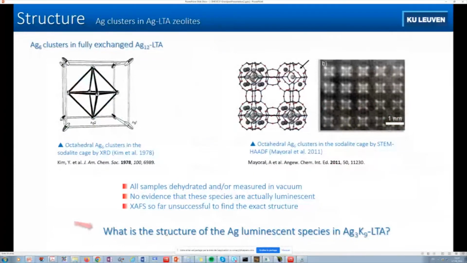So there's been, as I said, a lot of work on this system for 40 years. I think it even started in the 80s, and 70s even. And this is one of the first measurements of silver clusters in zeolite, in 78. They measured some Ag6 cluster with the XRD, which is not bad actually, Ag12, so it's fully exchanged. And then the Ag6 cluster has also been observed with the STEM a bit later.